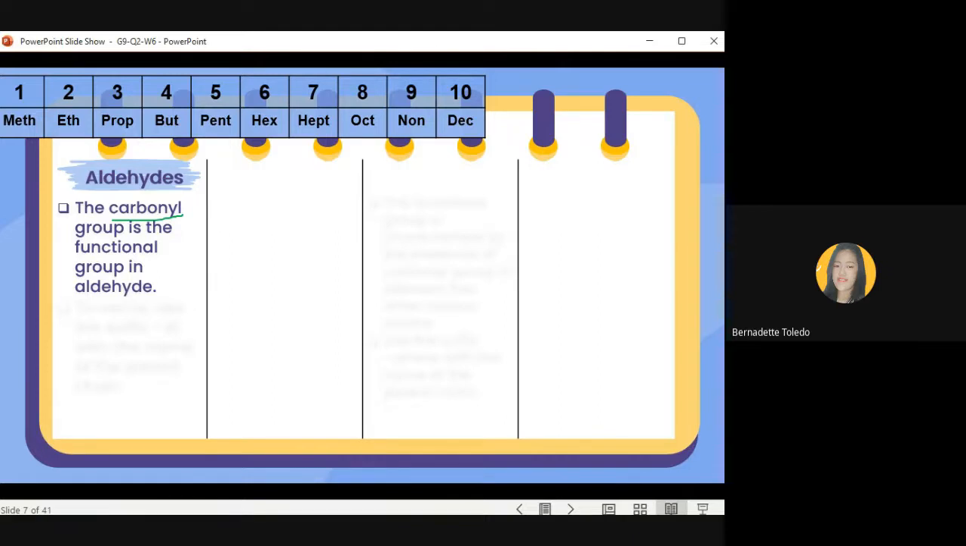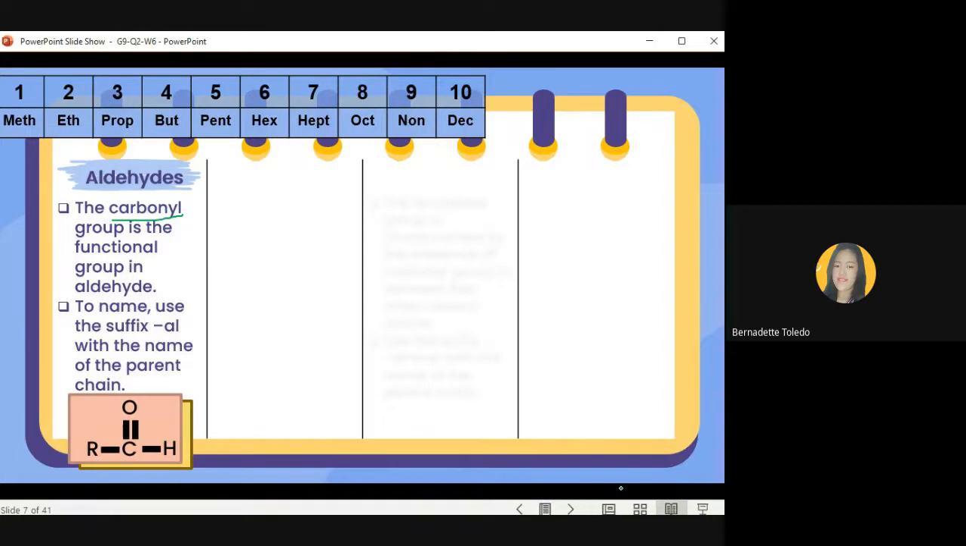So how is that? This is the general form of an aldehyde. As you can see here, there is a carbon atom connecting to an oxygen atom in a double bond. That is our key na this compound is an aldehyde. Then it is connected to one carbon chain. Example. So example here, we have the carbonyl group, this one, connecting to the carbon chain.